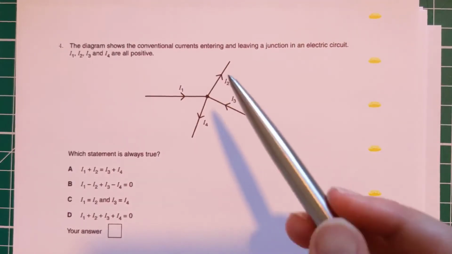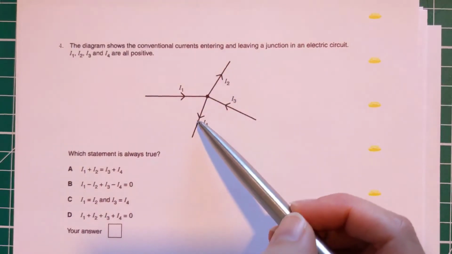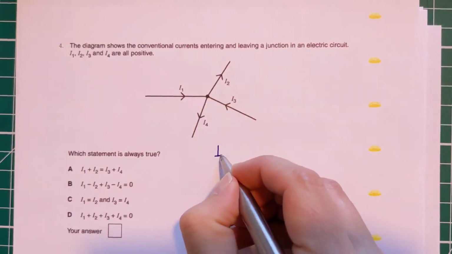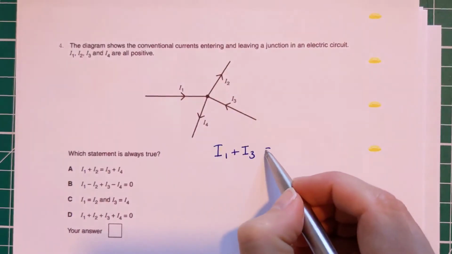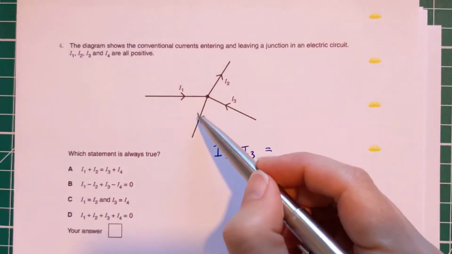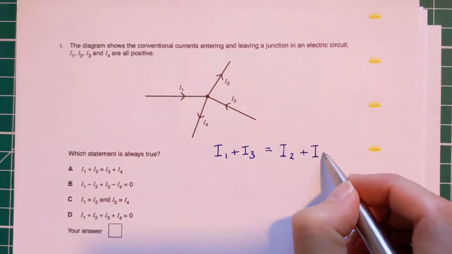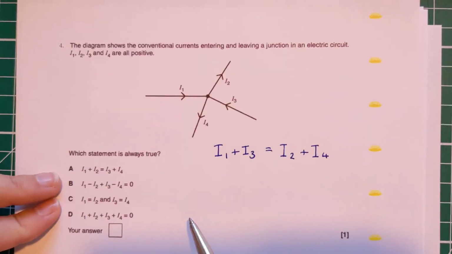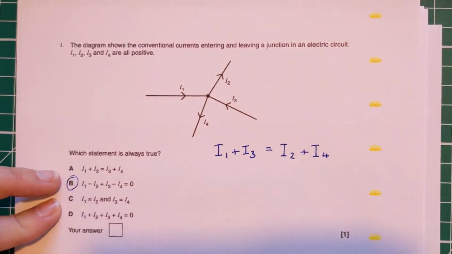Now here we've got this current and this current coming into the junction, and that one coming out. So that means the total going in is I1 plus I3, and that has to equal the total coming out. Well, that's that one and that one, so that's I2 plus I4. And then if we look at our options, which one is the same as what we've written? It's B. B is the right answer.